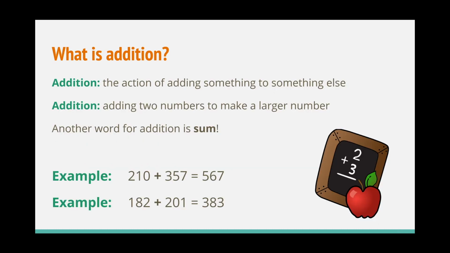So what is addition? Addition is the action of adding something to something else. Addition is also adding two numbers to make a larger number. Another word for addition is sum. So when you're finding the answer to an addition problem, you're finding the sum. An example of addition is 210 plus 357 equals 567. Another example is 182 plus 201 equals 383.